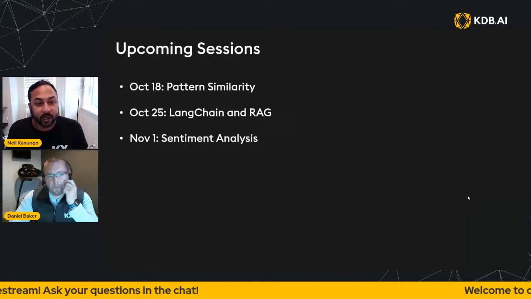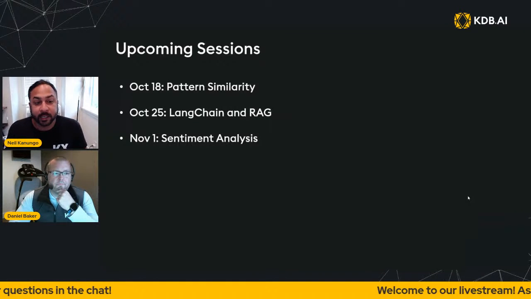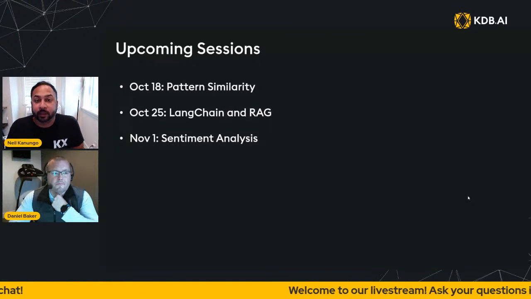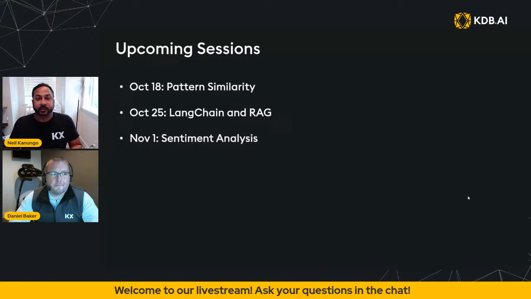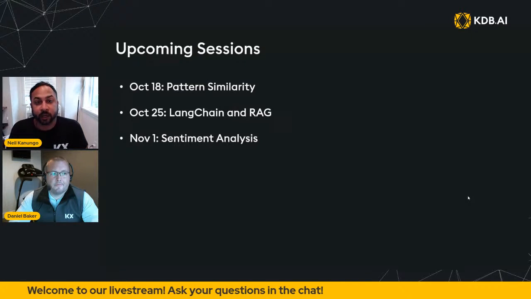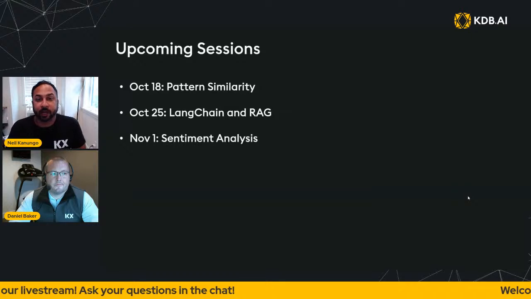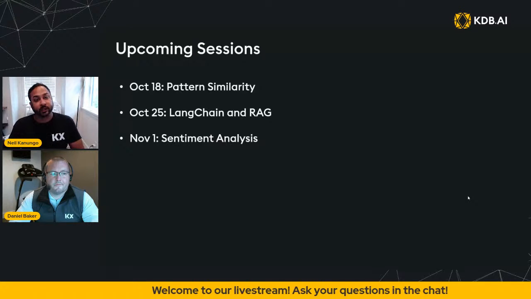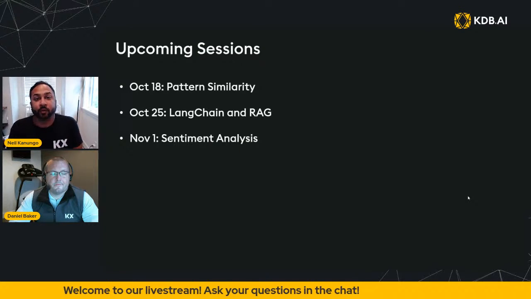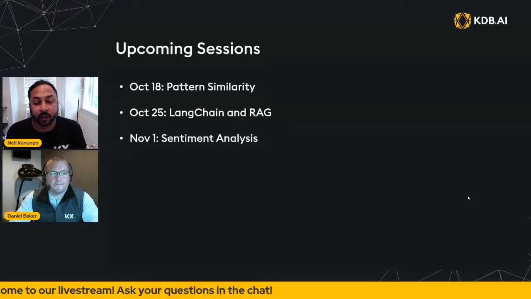We have pattern similarity on October 18th. On October 25th, we're going to be doing LangChain and retrieval augmented generation. So that's how you can actually chat with your data through natural conversations. It's probably one of the hottest use cases of vector databases. And so we're really excited to present on that. And then on November 1st, we have sentiment analysis. And as more sessions are prepared, we will announce those in our upcoming sessions.